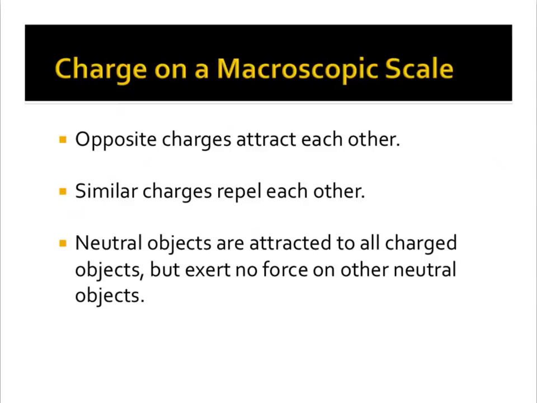So on the macro scale, the scale that we see, opposite charges attract each other, while similar charges repel, and neutral objects are attracted to all things but have no force on other neutral objects. So using these, we can figure out the charges of the pieces of tape, the foil, and the paper.